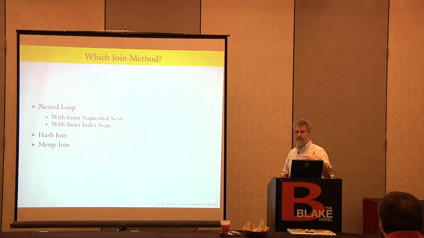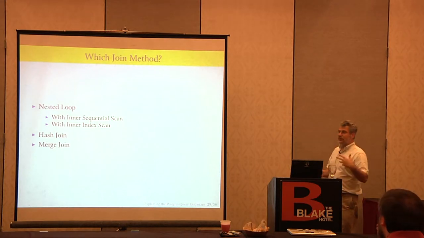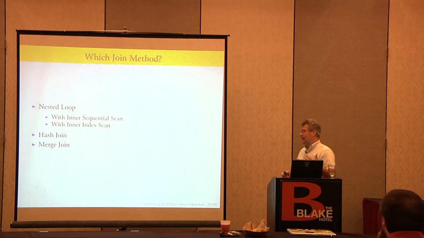Any questions before we move off? That's the scan type. Now we're going to look at joins, and this is where we just have some diagrams. Postgres has four different join types. Nested loop, it has sort of two. And then hash join and merge join. I'm going to show you some examples of each of these.